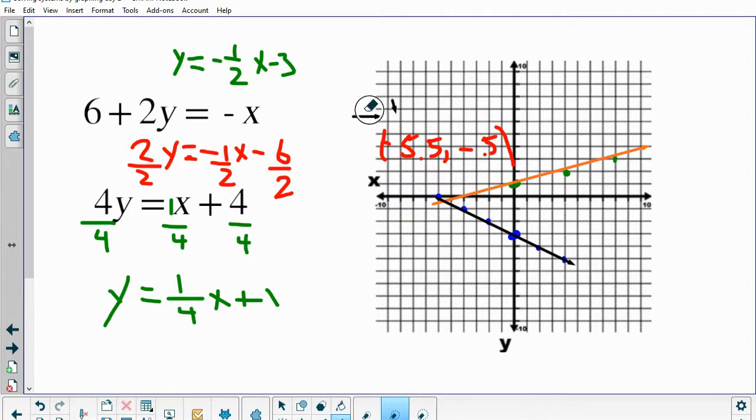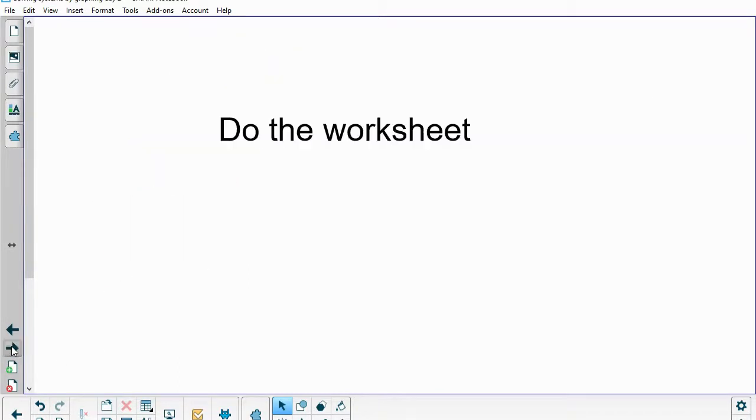So what we're seeing then is there is a limitation to what kind of accuracy you can get with a graph. After this assignment, we're actually going to show you some other ways to do these. But for today, we just have a worksheet for you to do.